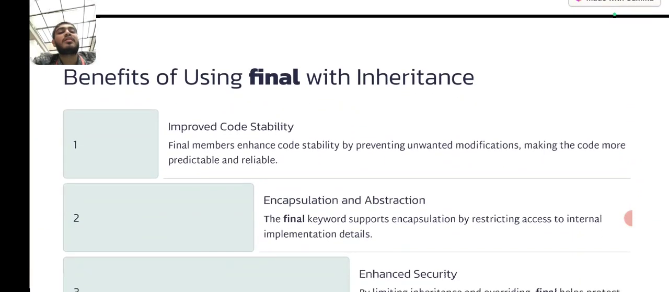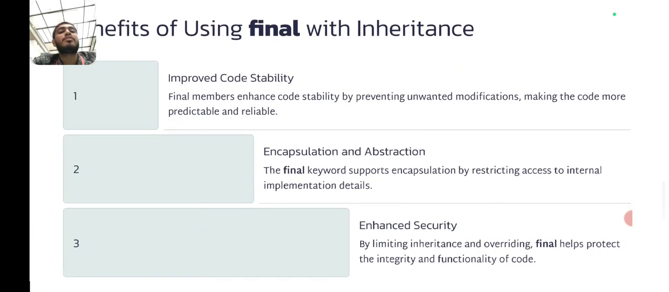Benefits of using final with inheritance. Improved code stability. Final members enhance code stability by preventing unwanted modification, making code predictable and reliable.